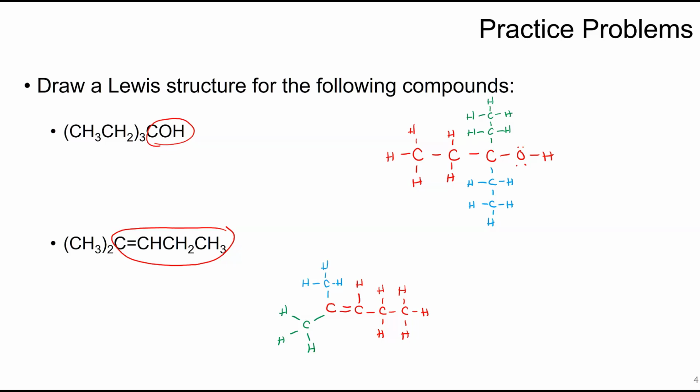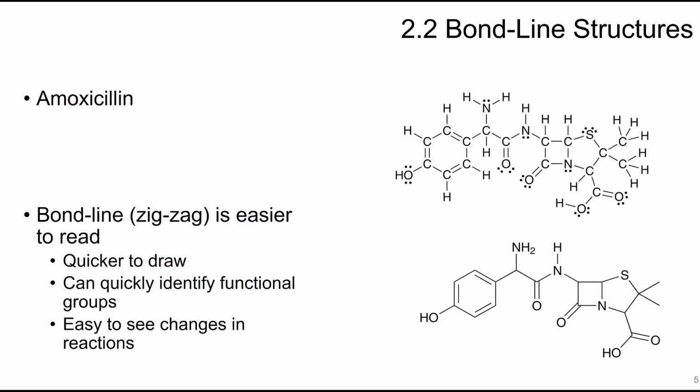Your hand maybe got cramped up from writing all those carbons and hydrogens. There is actually a much quicker way to draw organic structures in chemistry. This is the structure of amoxicillin over here, and you can see that it probably took a long time to write that out. I wouldn't make you write that out in the class. But we also have a method called the bond line or the zigzag method, which is much easier to read. It's quicker to draw, and you can quickly identify functional groups. And also it's easy to see the changes in the reactions. This is the way that chemists use to communicate organic structures, so you have to be an expert in drawing these.